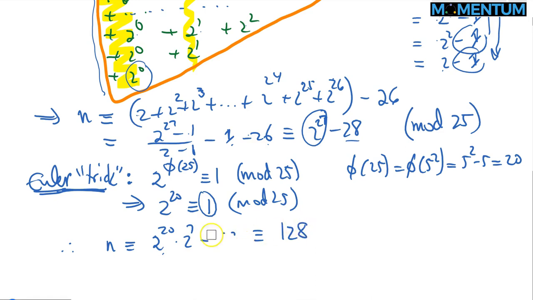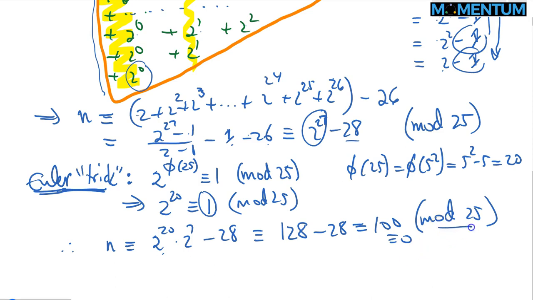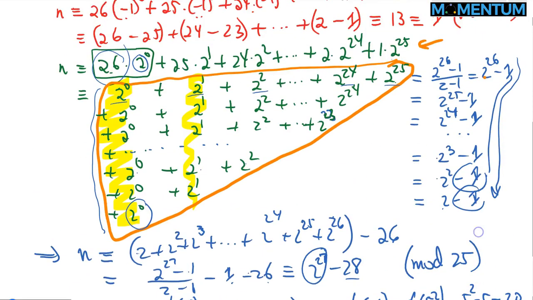Actually, first of all, this was plus 22, but I want to leave it as minus 28. It's easier. 128 minus 28 is congruent to 100 modulo 25. And 100 modulo 25 is just 0. So now back to the original formulation. We realized that modulo 25, our number n is congruent to 0.